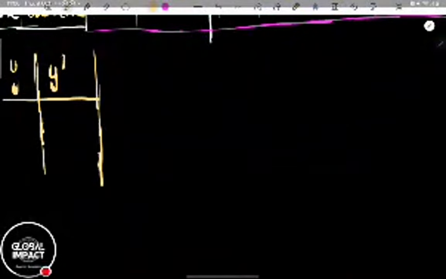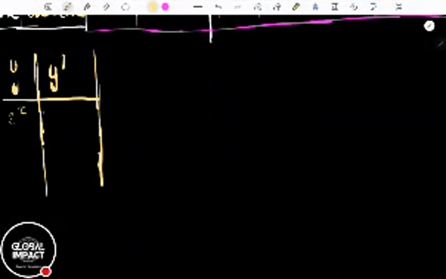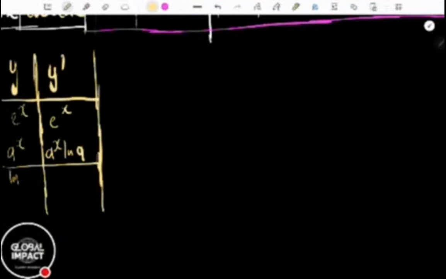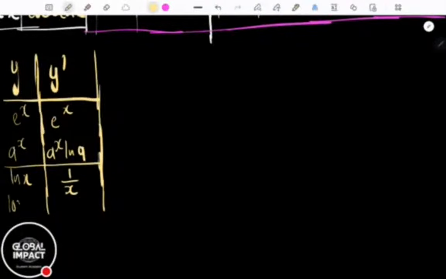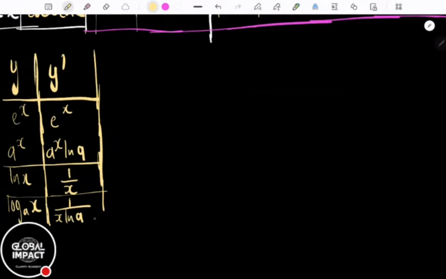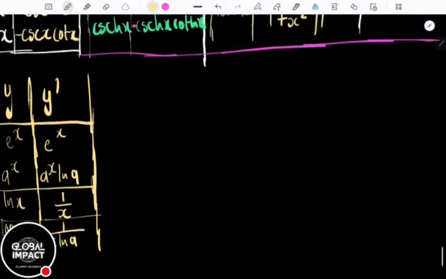Here you are now going to put the last things you got to know, which are the exponential and logarithmic functions. So you should know the derivative of e to the x is just e to the x. Then you should know the derivative of a to the x. This is going to be a to the x ln a. Then we're going to have the derivative of ln x, the logarithmic functions now. This is 1 over x. Then you should know the derivative of log base a of x. This is now going to be 1 over x ln a. This is going to be what it is, and we are done.